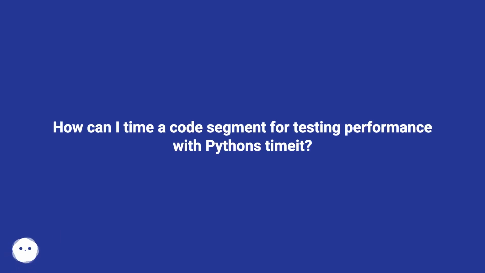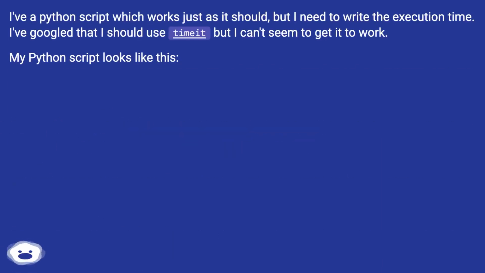How can I time a code segment for testing performance with Python's Timeit? I have a Python script which works just as it should, but I need to write the execution time. I've googled that I should use Timeit, but I can't seem to get it to work. My Python script looks like this.